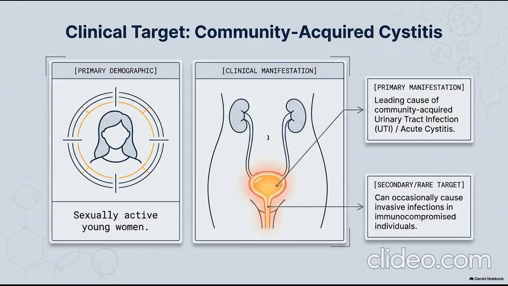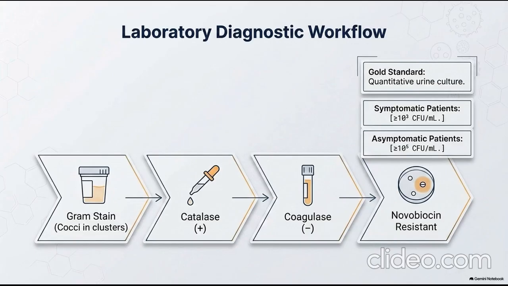Novobiocin sensitivity, the hallmark. Resistance to a 5 microgram novobiocin disc is the definitive diagnostic feature used to distinguish S. saprophyticus from other common CoNS, like S. epidermidis, which is sensitive. Its pathogenicity is driven by a 160 kDa hemagglutinin adhesin protein.